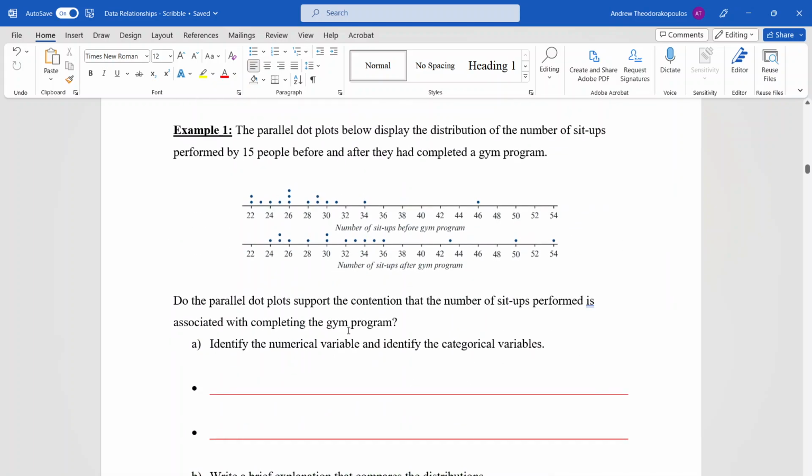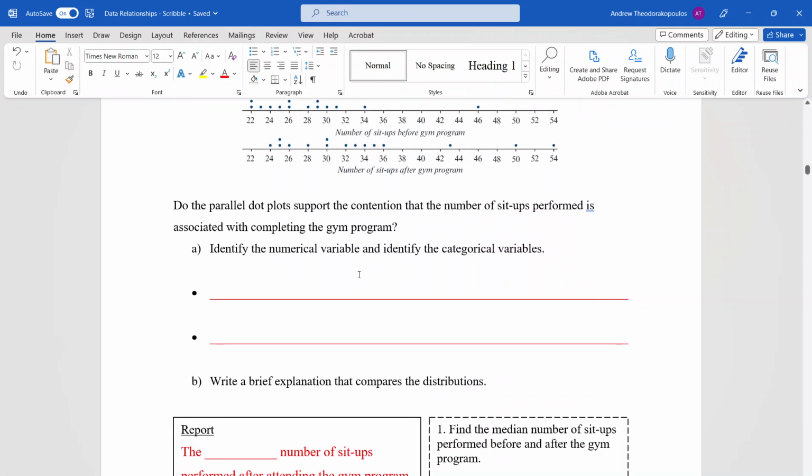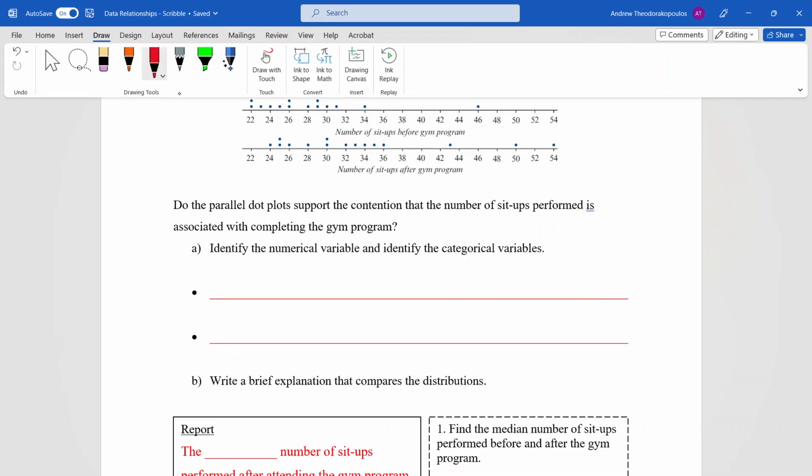So the parallel dot plots below display the distribution of a number of sit-ups performed by 15 people before and after they had completed a gym program. Okay, so here we've got number of sit-ups before, what they could do, and then after the gym program. You'd hope that these dots would start to be more on the right, and it looks like it. So do the parallel dot plots support the contention that the number of sit-ups performed is associated with completing the gym program? First, let's identify which one is the numerical variable and which one is the categorical.